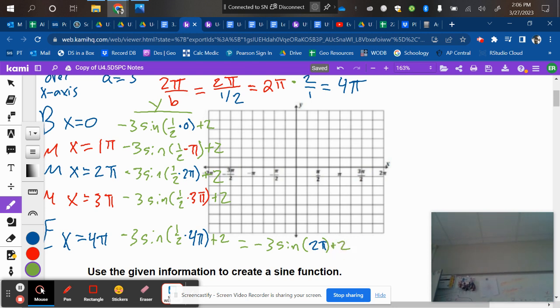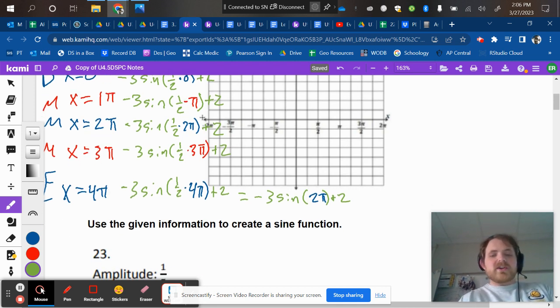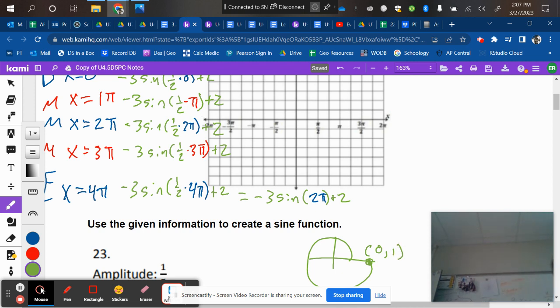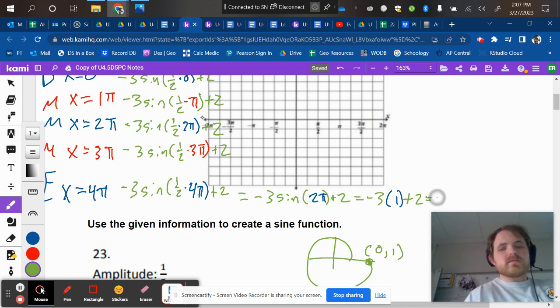So the sine of 2 pi, if you have a calculator that's real clutch, you can just plug it in. But if you didn't have a calculator, the sine of 2 pi, is that the x or the y value? The y value. So what's the sine of 2 pi? That's the x value. So this becomes -3 times 1 plus 2, which just will spit out a -1.